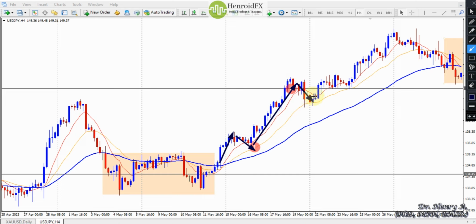Then you wait for this retracement, you enter again at this point, and then you wait for this point, and then you enter to this point. Now when it retraces again to this point, you take your profit again at this point.